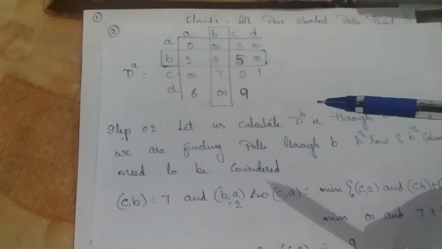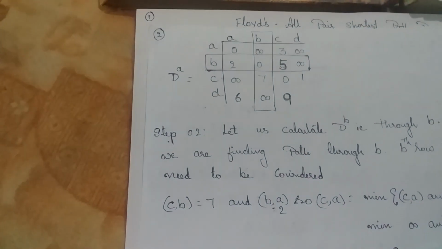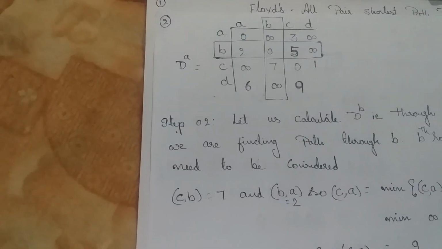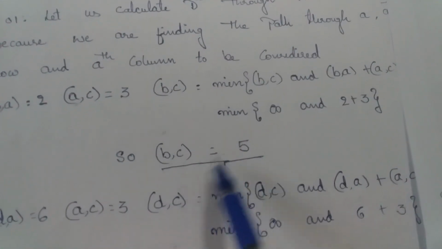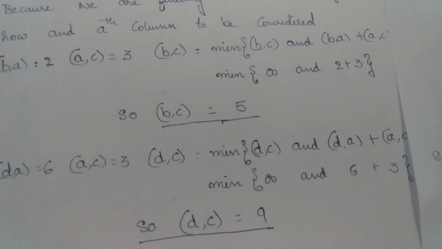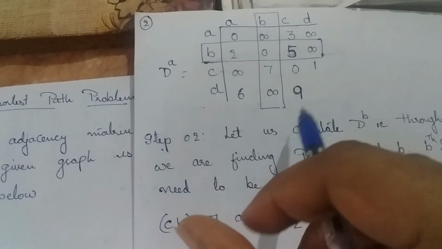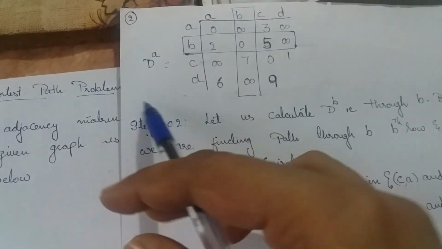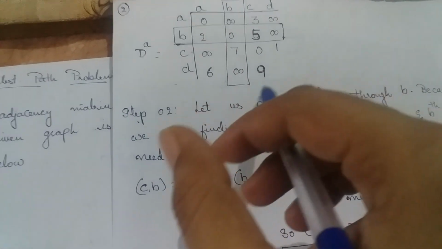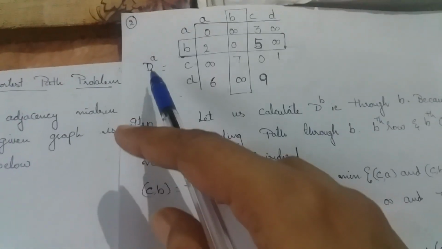After this I am updating the cost adjacency matrix here. You can see here B to C was 5 and D to C was 9. So in this matrix, B to C I have updated to 5 and D to C I have written as 9. This is the cost adjacency matrix for reaching through vertex A.